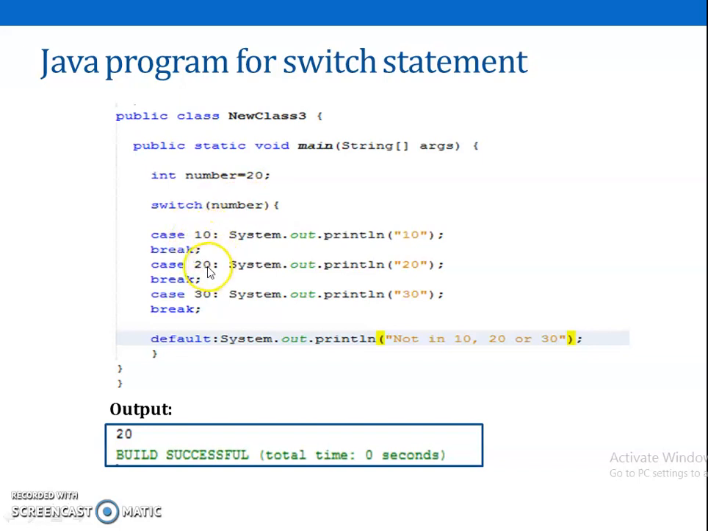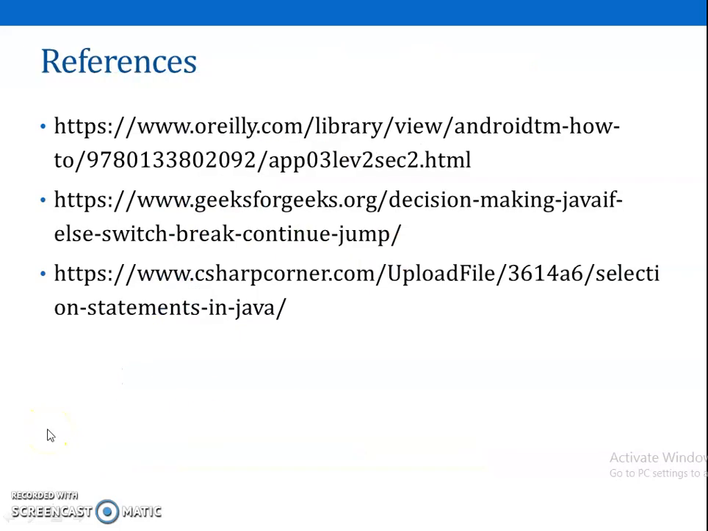So it comes to the next case. Here 20 matches with 20, so the 20 will get printed. If there is no break here, it goes to the next case, and this part will get executed. If there is no match with all the cases, this default part will get executed, but here a match is available, case 20. So it comes to this statement and gets printed. This will be the example for the switch statement.